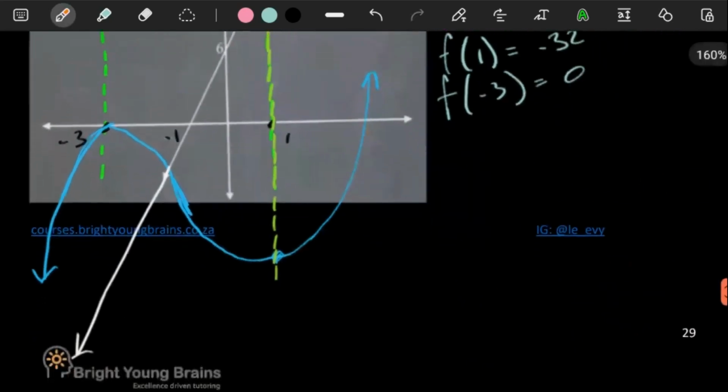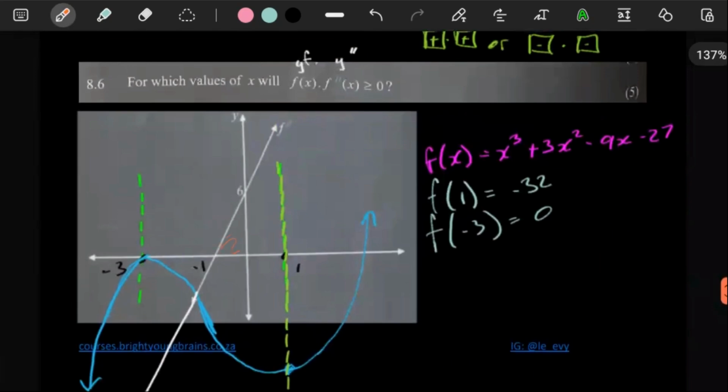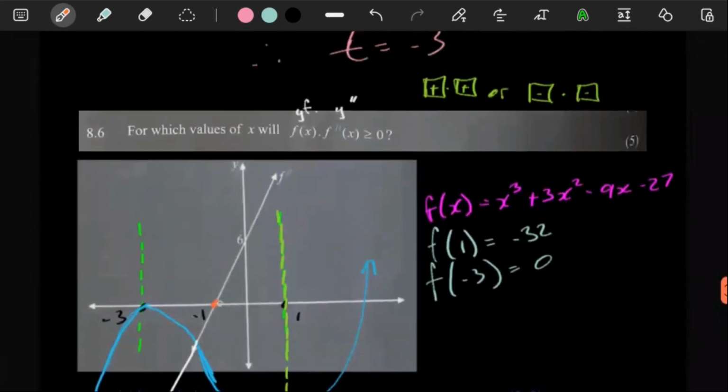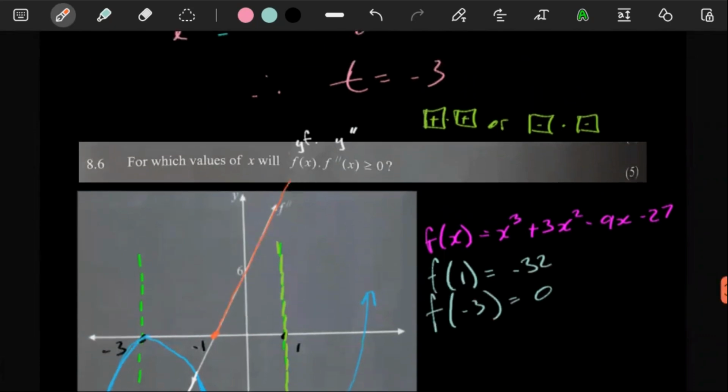So comparing the y values of your graphs, what you already know is, from this point here, this has positive y values, and it's going to have positive y values all the way to infinity, right?